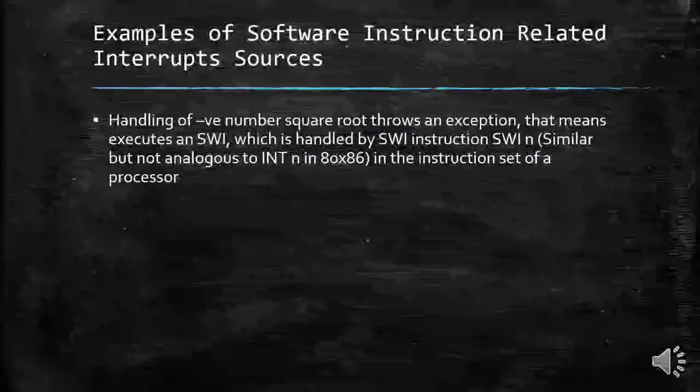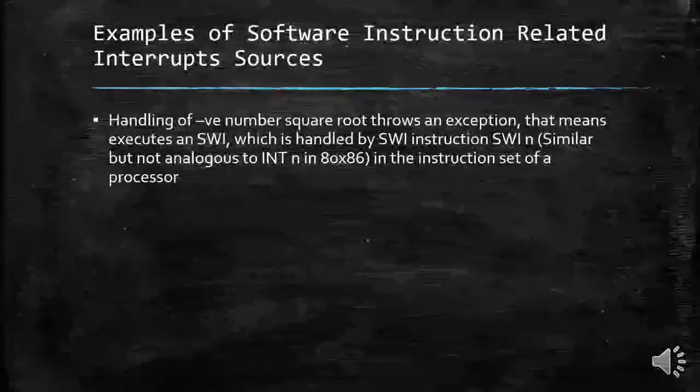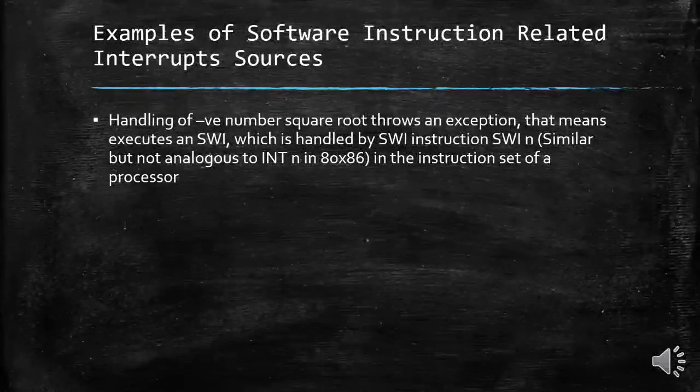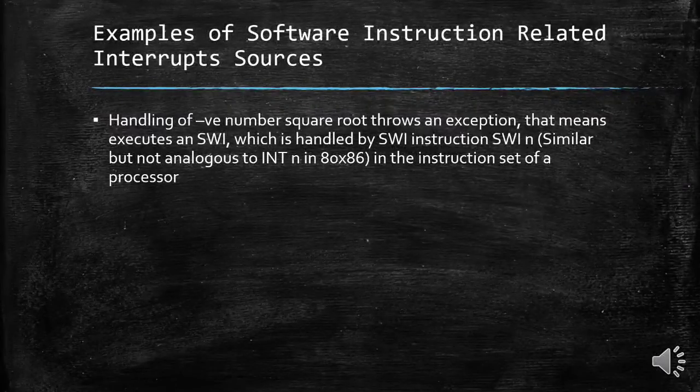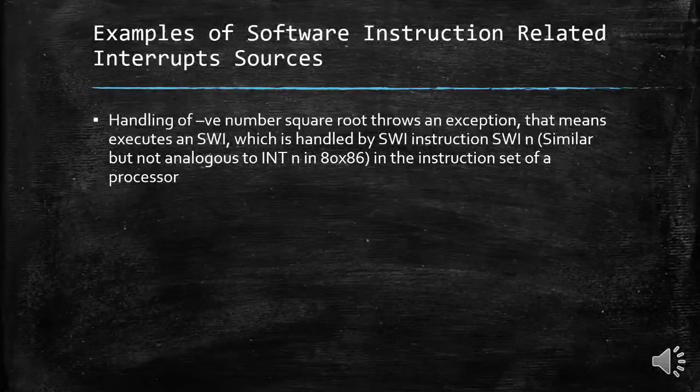Here are some examples of software interrupts related to interrupt sources. Handling of a negative number square root throws an exception. That means it executes a software interrupt, which is handled by the software interrupt instruction, software interrupt N, in the instruction set of a processor. Example of a software instruction related to a software interrupt source from a signal.